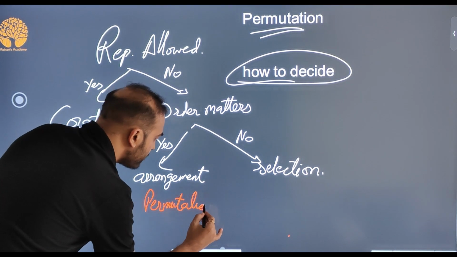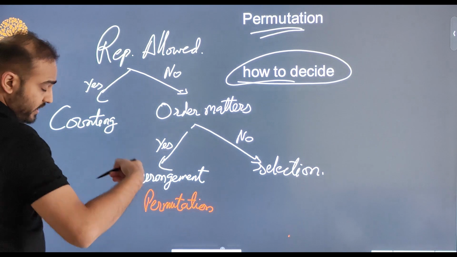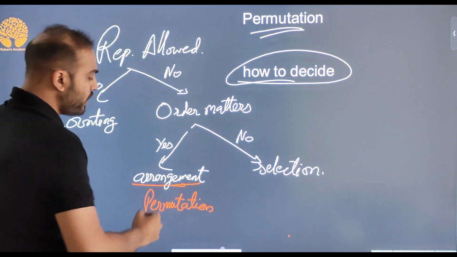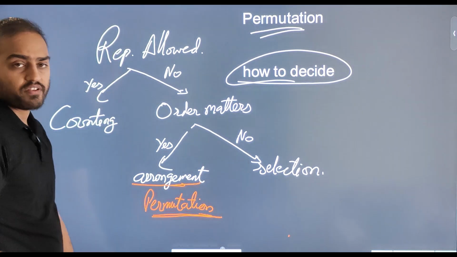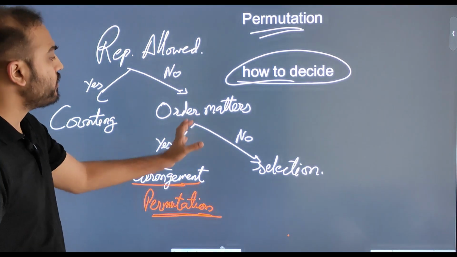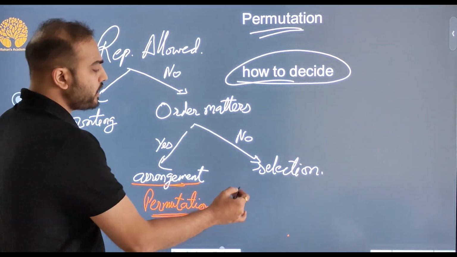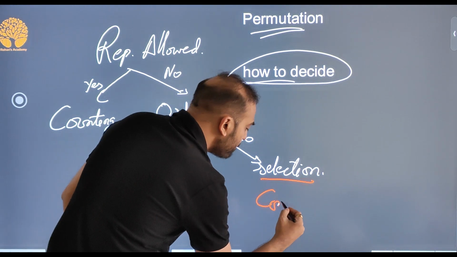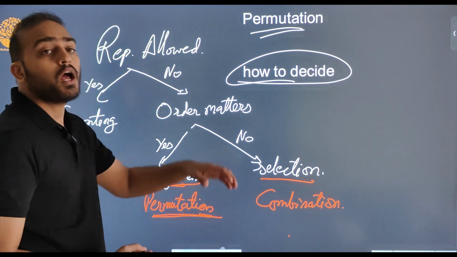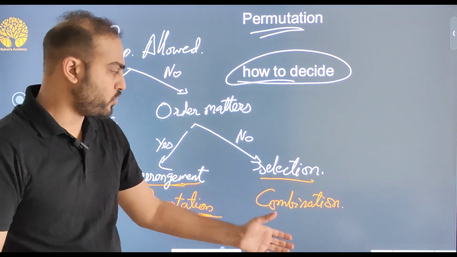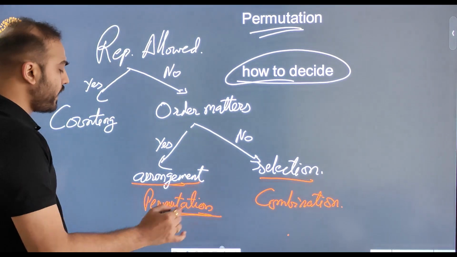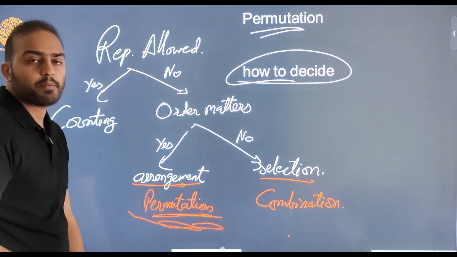Now if it is an arrangement, permutation is going to help you decide how many arrangements are possible. If order does not matter, then it is a selection, and combination will help you decide how many selections are possible. Combination we will study in the next part. Today the focus is only on permutation.